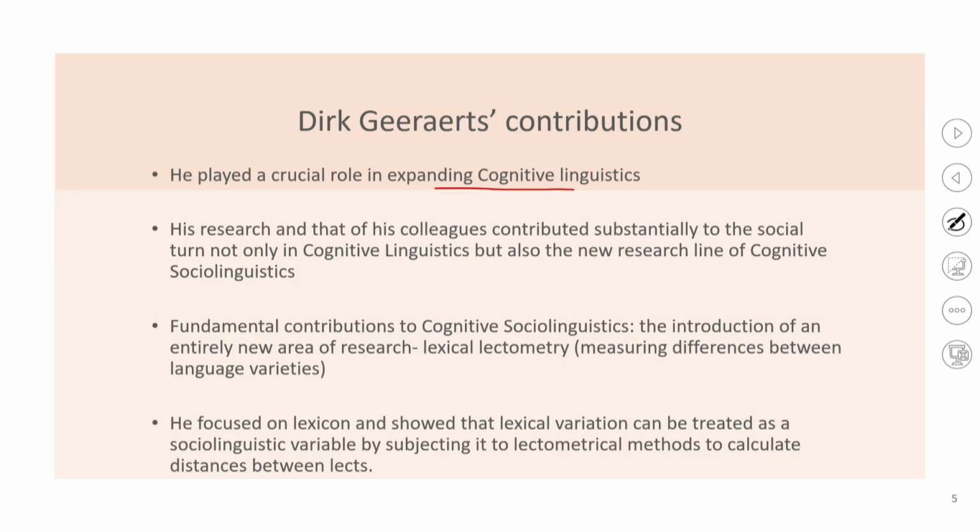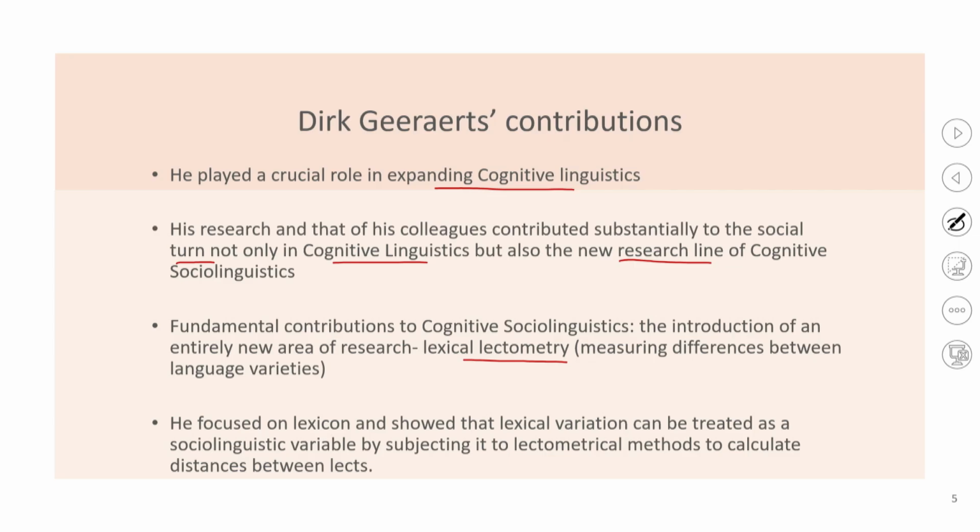So, within sociolinguistics, you needed to add the cognitive angle. Within cognitive linguistics, the social angle was added. So, thereby he helped expand the fields. His research and that of his colleagues contributed to the social turn not only in cognitive linguistics, but also in new research in cognitive sociolinguistics. That was because cognitive linguistics did not really take into account the social aspects so much. That is where his fundamental contributions come in.